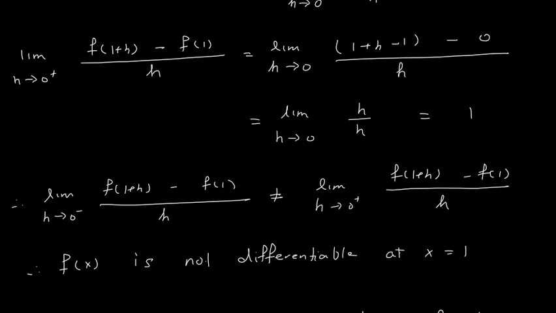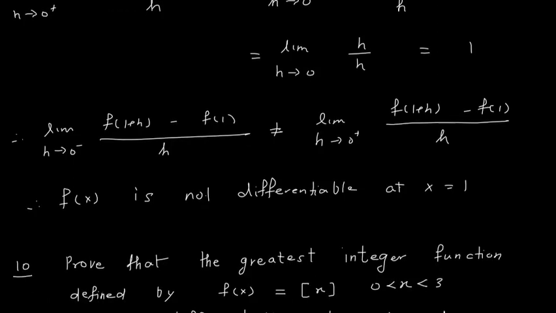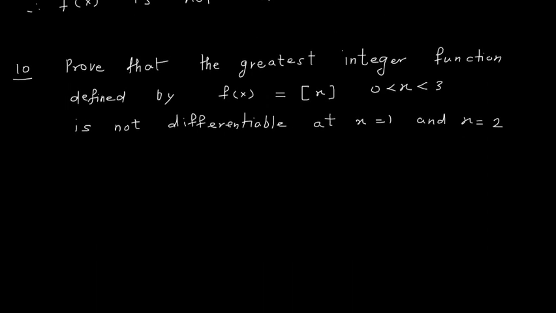Now, let us see the 10th question. Here in the 9th question, you understood how we check differentiability of a function. This is also on the same lines. We have to prove that the greatest integer function defined by f(x) is not differentiable at x = 1 and x = 2. Now what is the greatest integer function? If you remember, we have discussed this in 9th standard. The greatest integer function will give you the greatest integer value which is less than or equal to the given value.